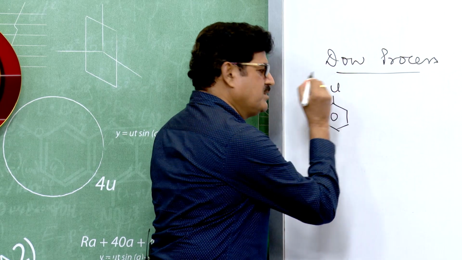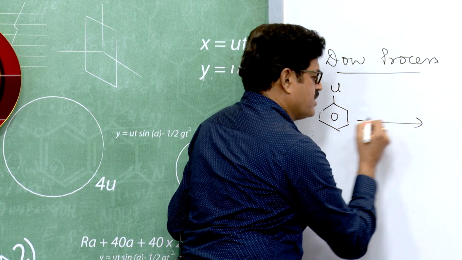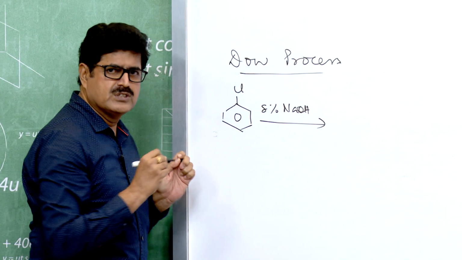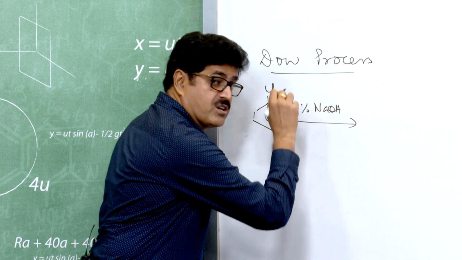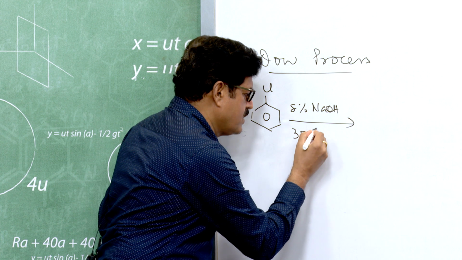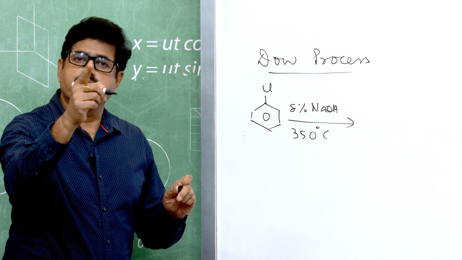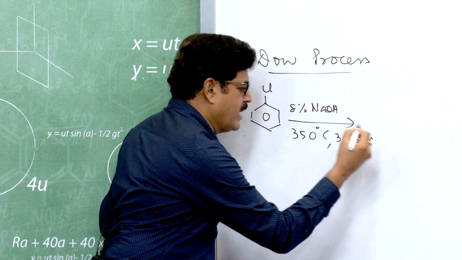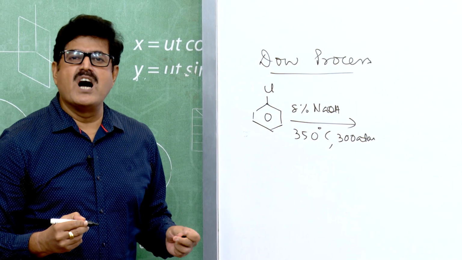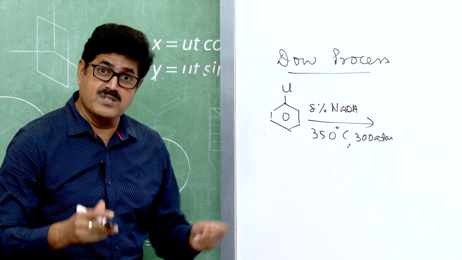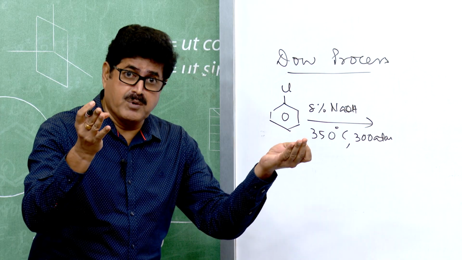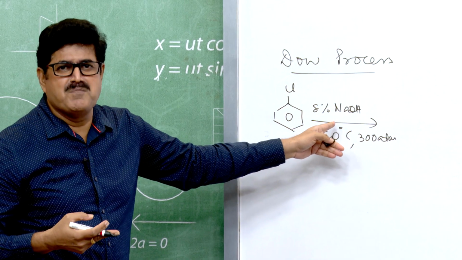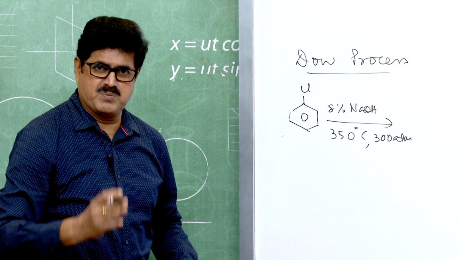So this is chlorobenzene. Now it is treated with 8% NaOH, you can say aqueous NaOH, under drastic conditions. What is drastic condition here? High temperature, 350 degrees centigrade, and high pressure, that is 300 atmospheric pressure. Can you achieve 300 atmospheric pressure in a laboratory? No. That is why it is an industrial process. On a large scale, phenol can be prepared by this method.